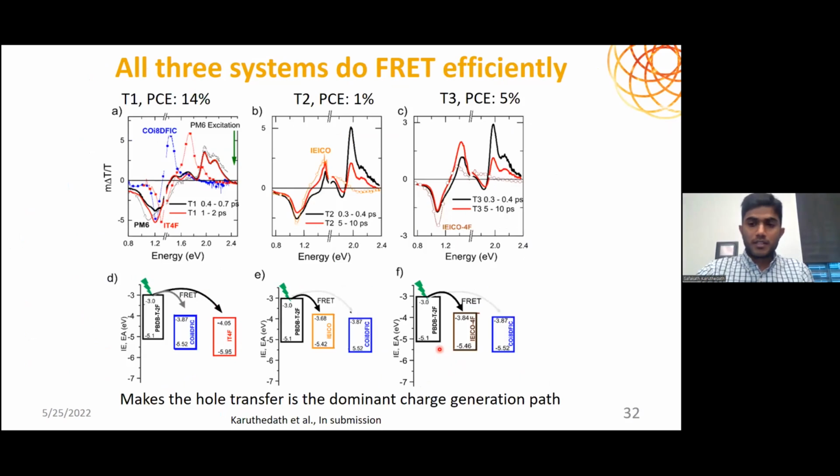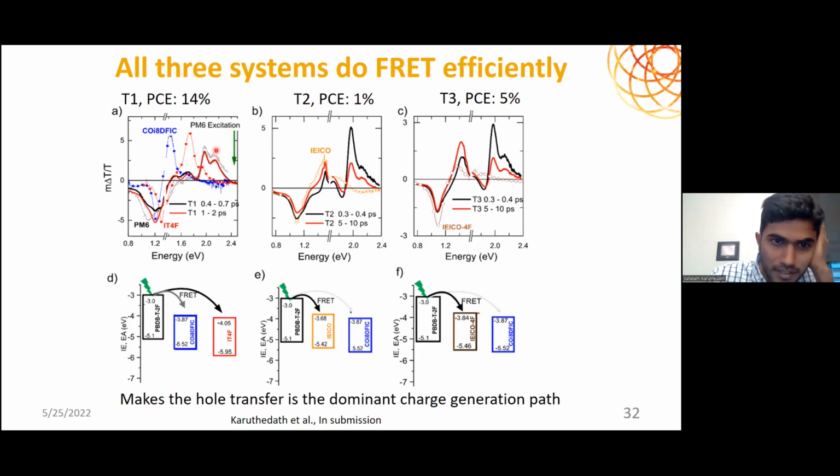So first we started with transient absorption spectroscopy, and we found that energy transfer is efficient in all three systems. Even though this is a complex slide, I can tell you this: we excite PM6, so we should expect in general the singlet of PM6.